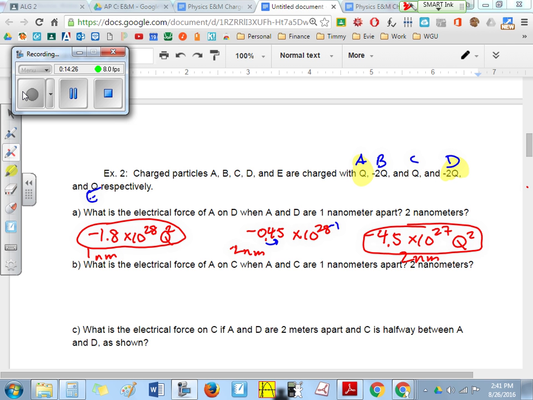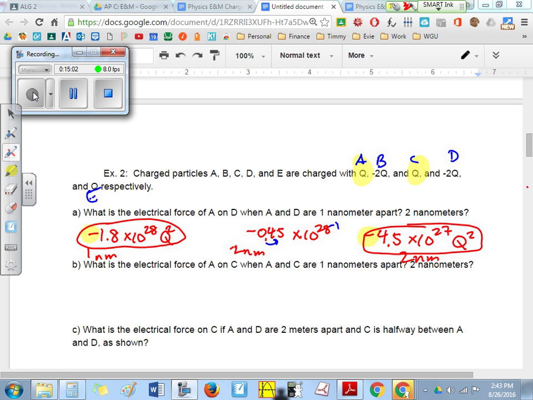Okay, all right. Now, what is the electrical force of A on C when A and C are 1 nanometer apart, 2 nanometers? This is the same exercise. The difference is, this time we're using charges A and C. So can you tell me one thing that will be different here? Yes, you'll have opposite signs from before. So these were negative, meaning there was an attractive force. This is a repulsive force. You have 2 positive charges repelling each other.